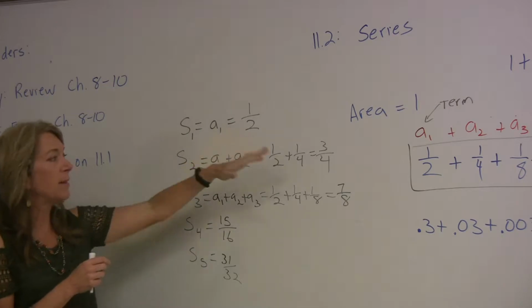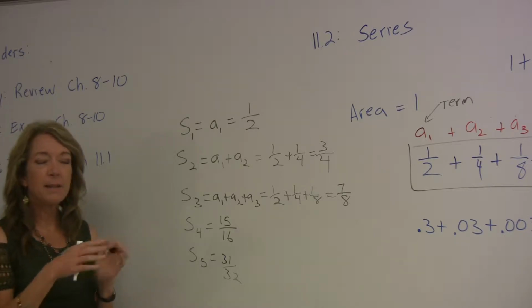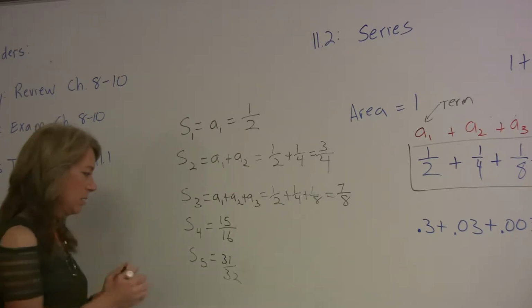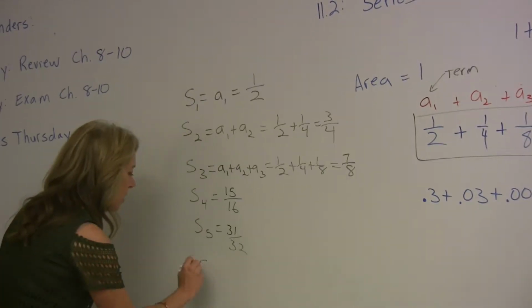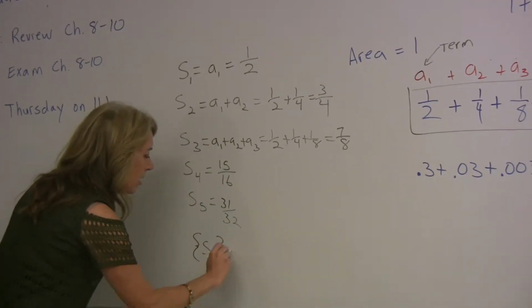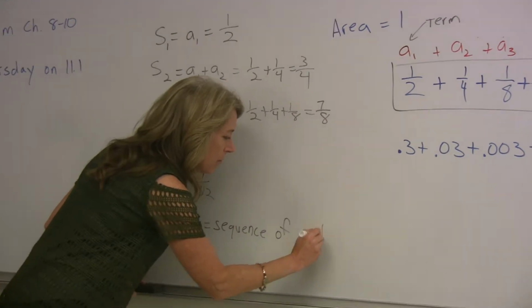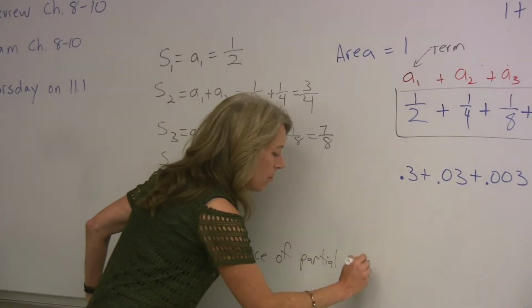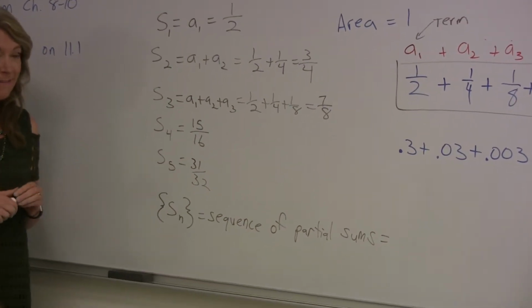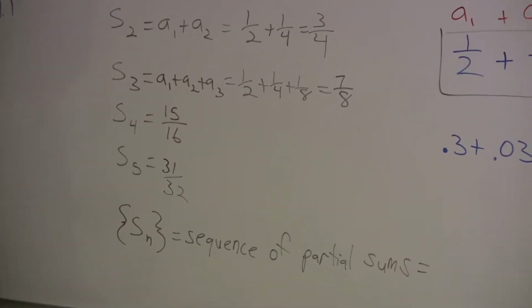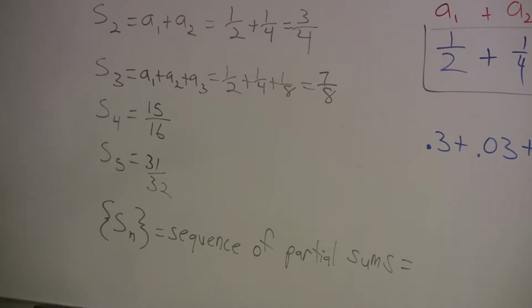So if you add the first term, you add 2 terms, you add 3 terms, you add 4 terms, you add 5 terms. What I want to do now is list those partial sums in a sequence. Watch our notation here. I want to write out the sequence of partial sums. So what's the difference between a sequence and a series? The sequence is just a list of numbers and the series is the sum.